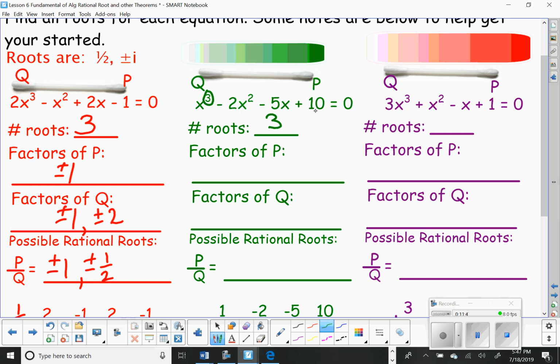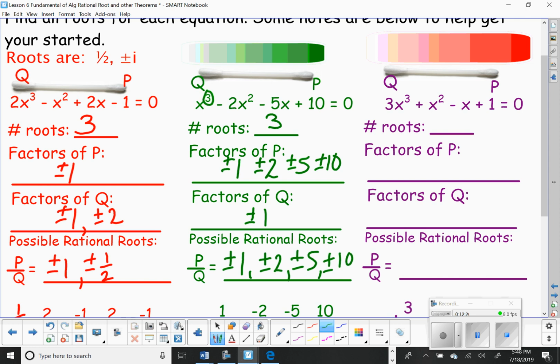The factors of p, well, that's plus or minus 1, plus or minus 2, plus or minus 5, plus or minus 10. You typically write them in numerical order. The factors of q, plus or minus 1. So the possible rational roots, every p over every q, plus or minus 1, plus or minus 2, plus or minus 5, plus or minus 10.